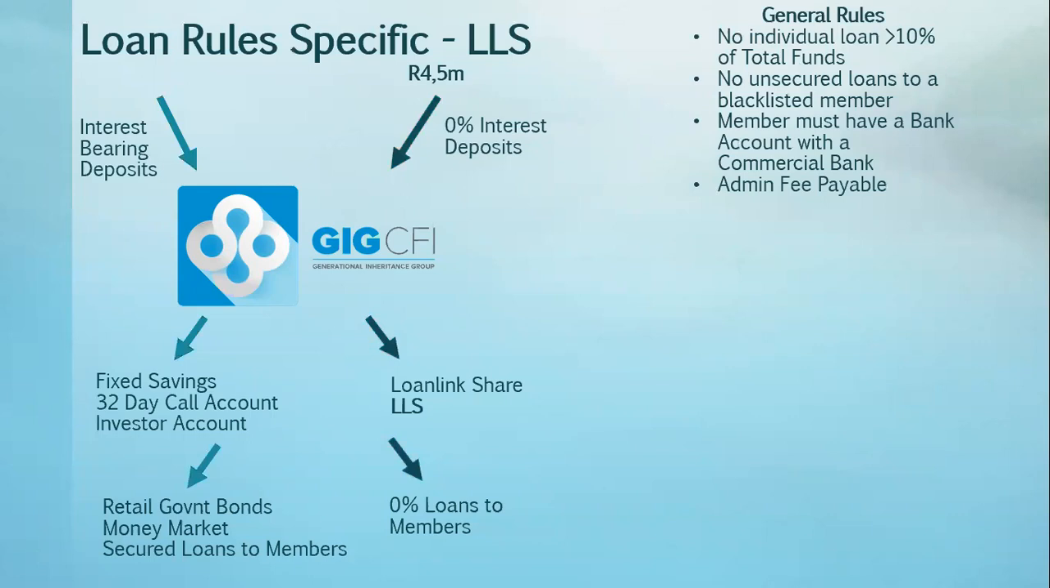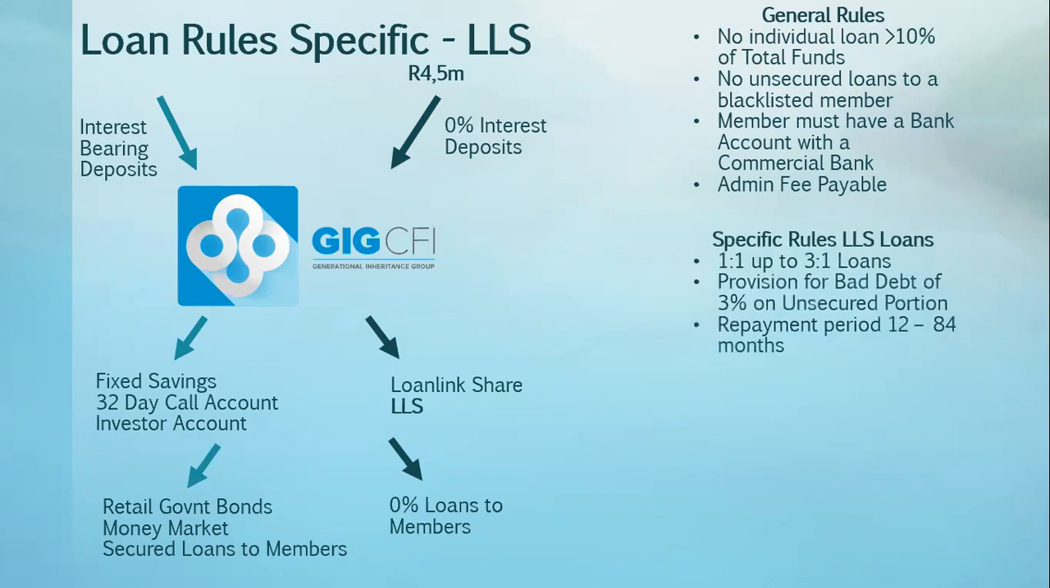Right, then we have specific rules for the loan link share. So again, there are the general rules, but then specific rules would be one-to-one up to three-to-one. Now the one-to-one is if you have an impaired record; until that's sorted out, it will remain at the one-to-one level. So whatever you've got saved, you can borrow against that interest-free.